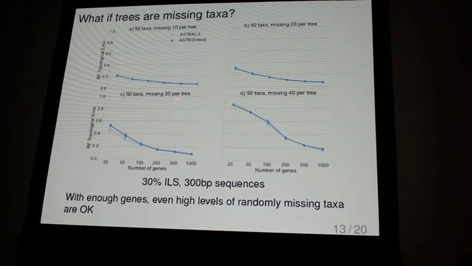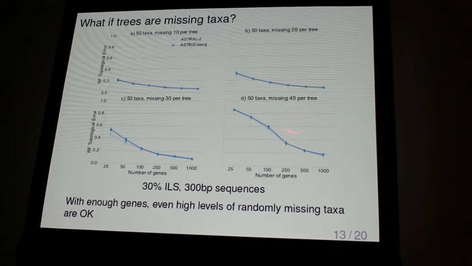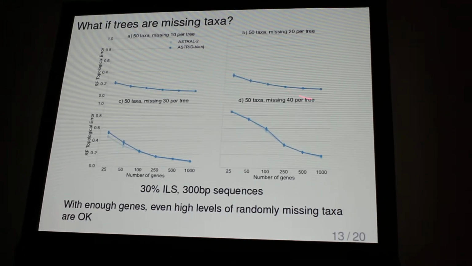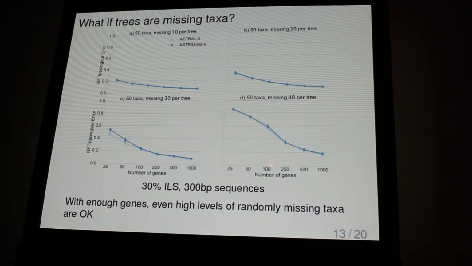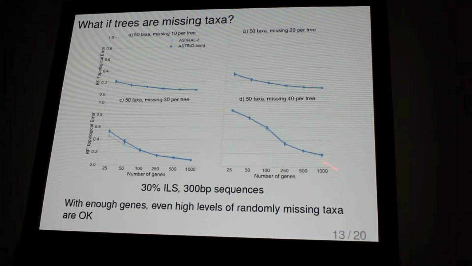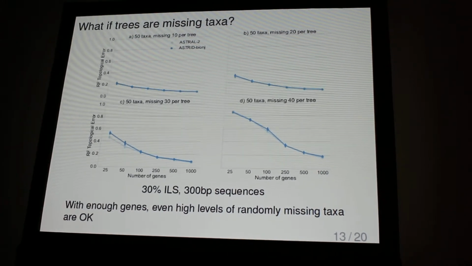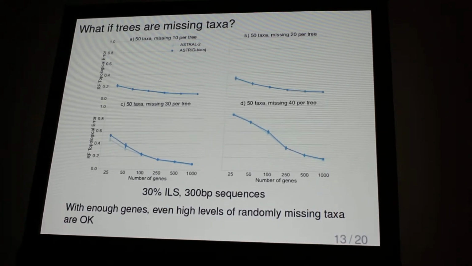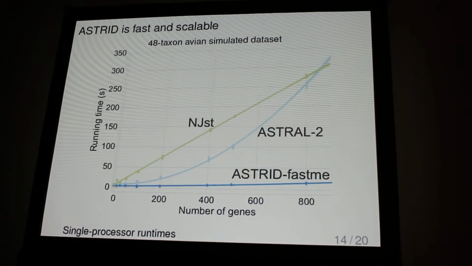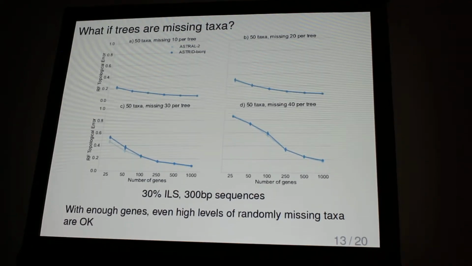So you can see that, first of all, ASTRID and ASTRID are getting very similar results. Second of all, even when we're missing a lot of taxa per tree, so we have 50 taxa, but each gene tree only has 10 taxa, right? And once we have enough genes, the error goes down quite a bit. It's down to 20% when we have 1,000 genes, which is pretty good. Of course, not as good as when we have 40 genes per tree, but still pretty good.